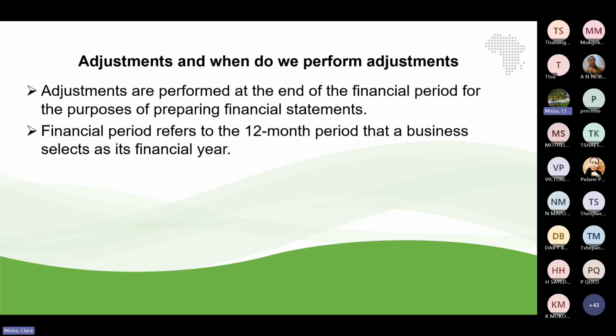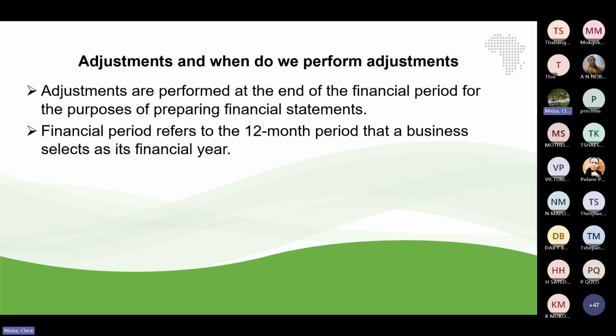So, adjustments: when do we perform adjustments? Adjustments are performed at the end of the financial period for the purposes of preparing financial statements. And what does financial period refer to? It refers to the 12-month period that a business selects as its financial year, meaning that every business has the right to make its 12 months fall within any period.